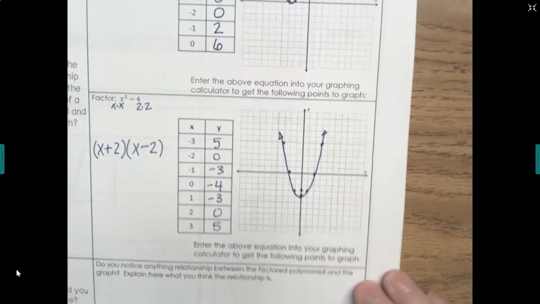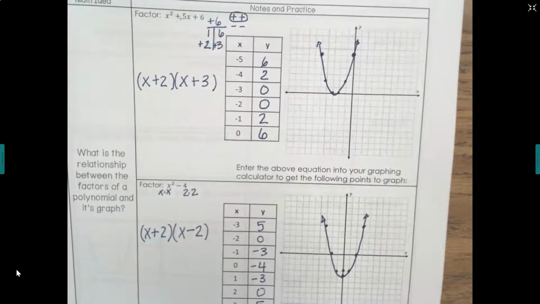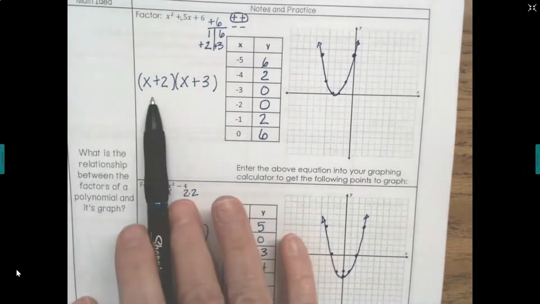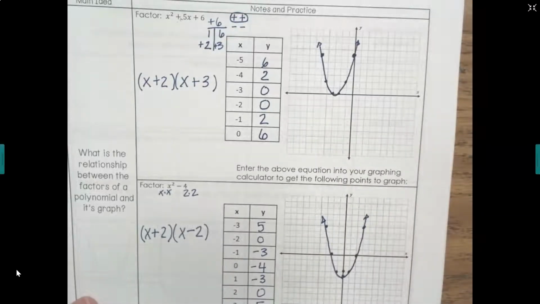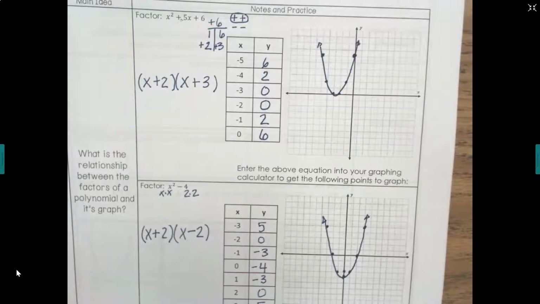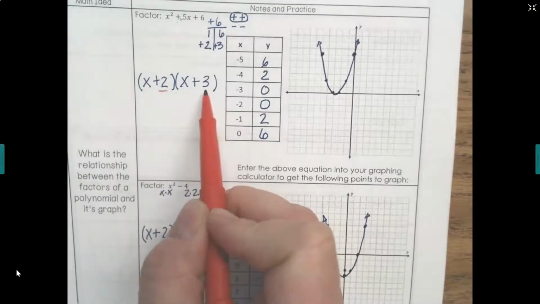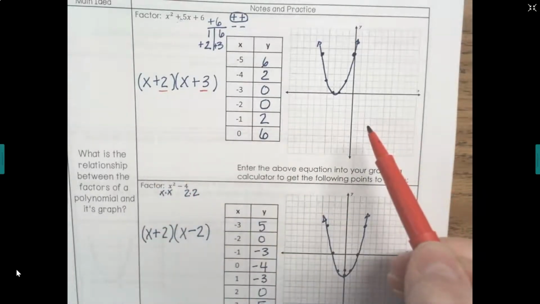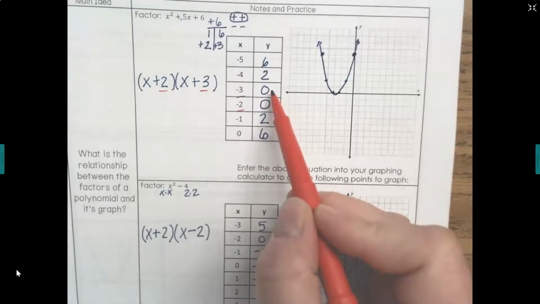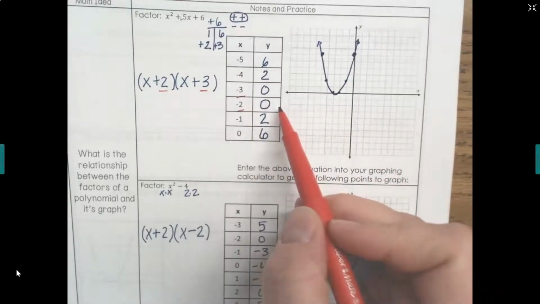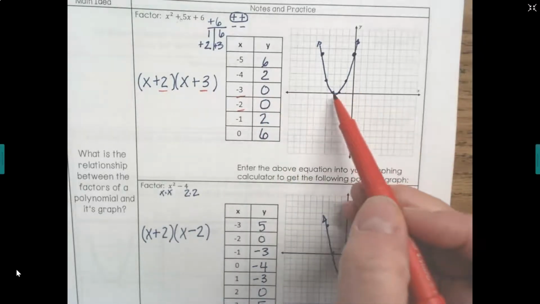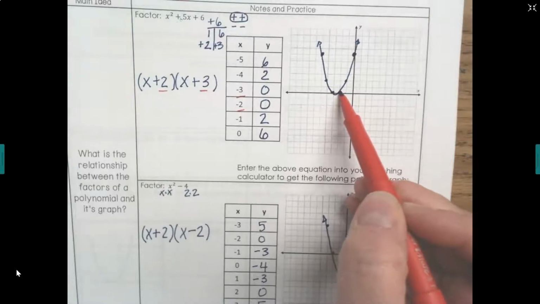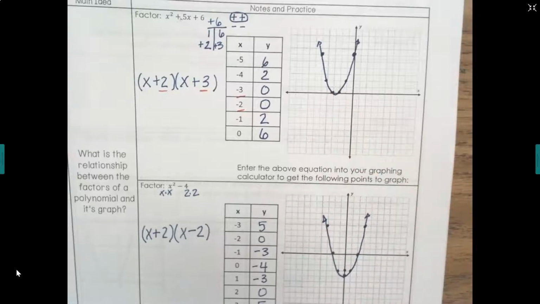Okay. So what we're wanting to do is look to see if we see any sort of relationship between what we factored, our table of values, and the graph itself. So let's take a look at this first one. I see there's a 2 and a 3, and they both have zeros on them, but these guys are negative. That's kind of interesting. And then look, here's your negative 2 and your negative 3 at the x-axis there.